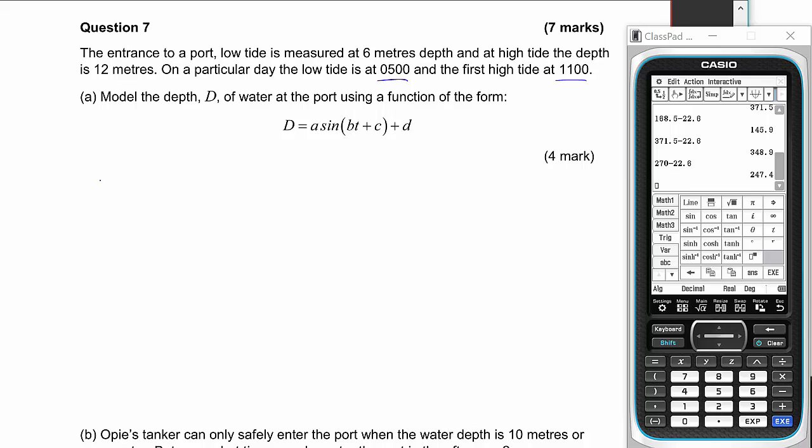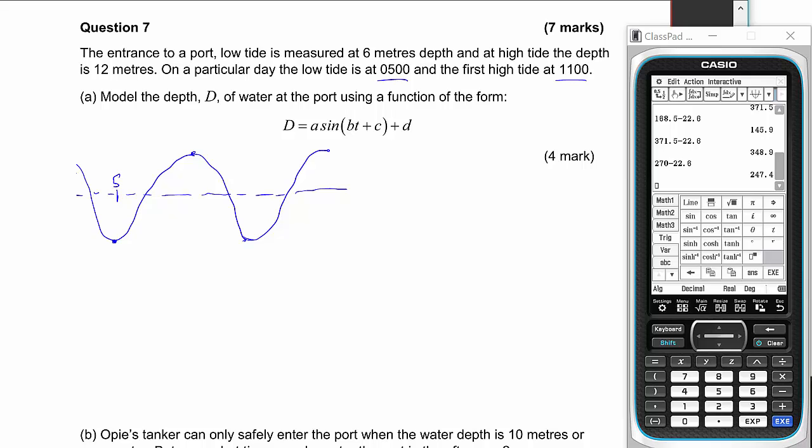Well, let's have a bit of a sketch of this. So we've got low tide first, so low tide here and then high tide here, and so presumably that's going to do something like that, and then there must be another low tide over here and another high tide up there, like so.